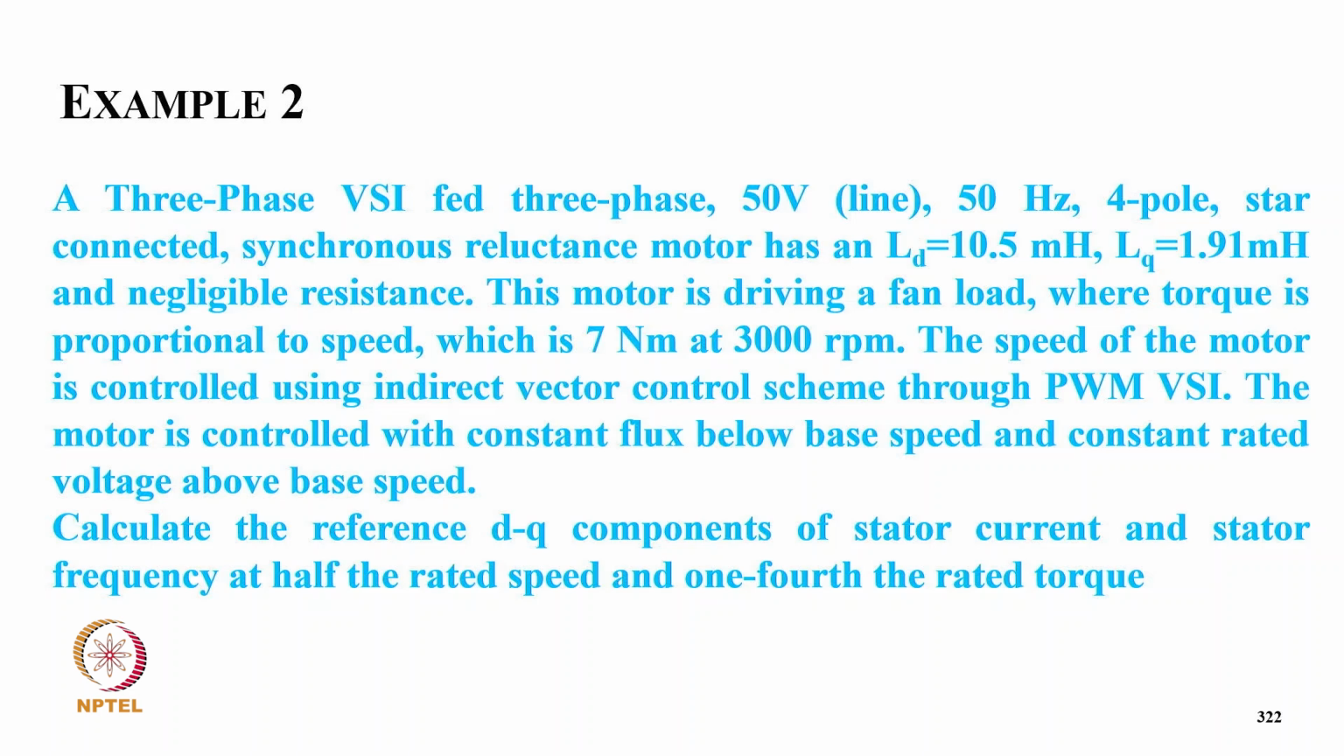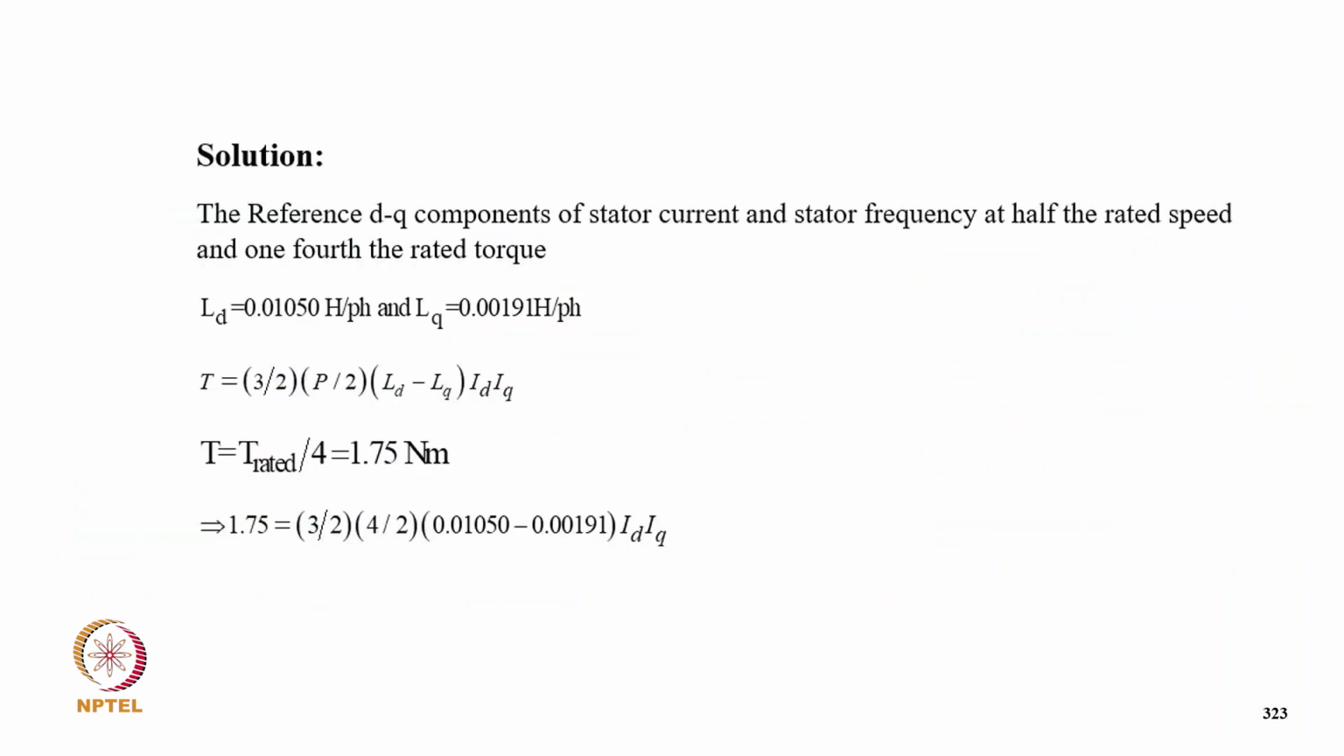To calculate the reference DQ component of stator current at half the rated speed and 1/4 of the rated torque. So this is the solution. Reference DQ component of stator current at half the rated speed. So LD is given 10.5 millihenry and LQ is 1.91 millihenry, and from the torque equation T equal to 3 by 2 P by 2 (LD minus LQ) ID IQ, the torque is 1/4 of the rated, that is 1.75 Newton meter.